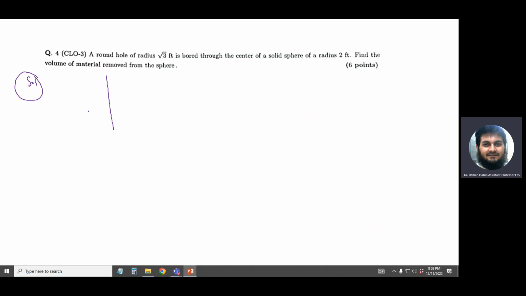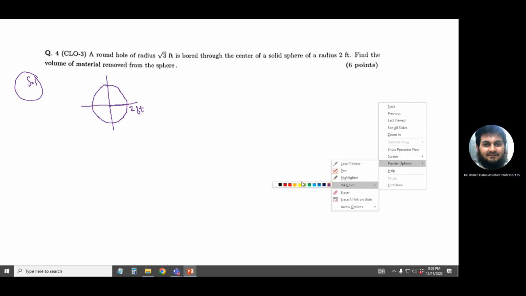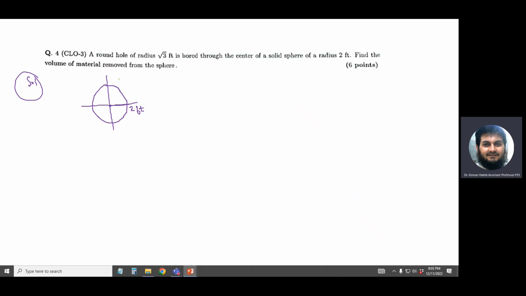First of all, we have a sphere. That's pretty easy. It's a round sphere, okay, and the radius is 2 feet. So the distance between here to here is just 2 feet. And now we are having a bore. We are drilling it. Let's do it with another color, and we drill something like this out of it. And this is the interesting part.